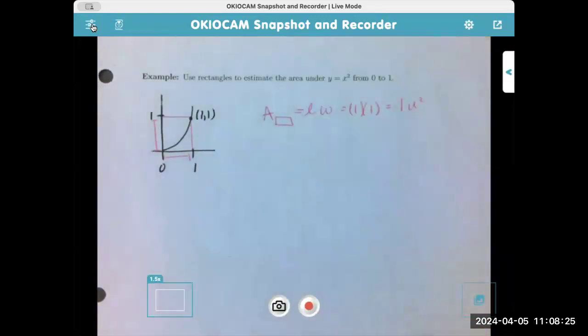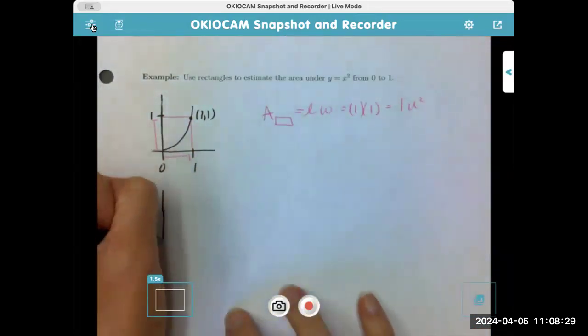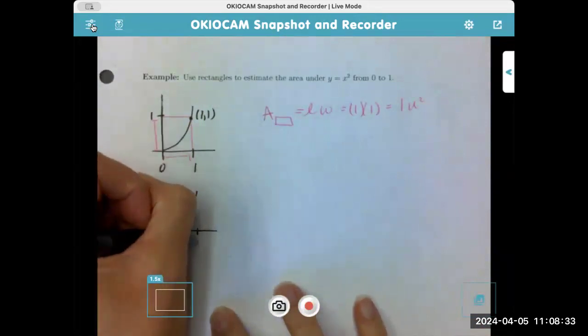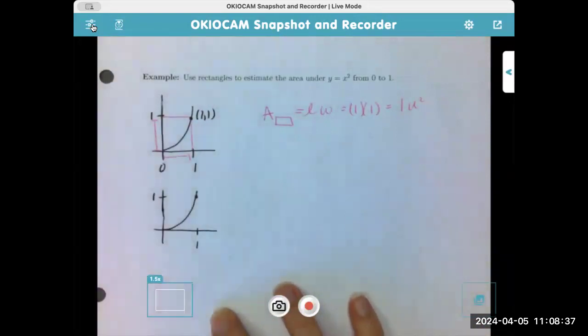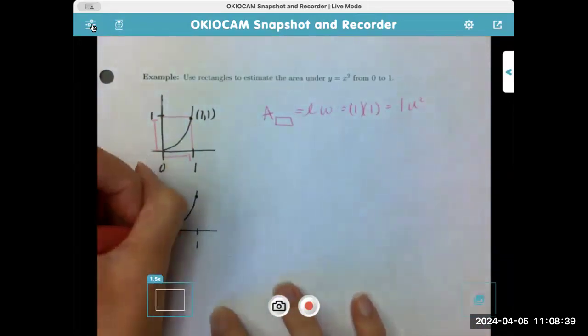But now we can dive deeper into this and let's say, okay, maybe I have 2 rectangles. Here's my 1. Here's the point (1, 1). Now, what if I split it in half?